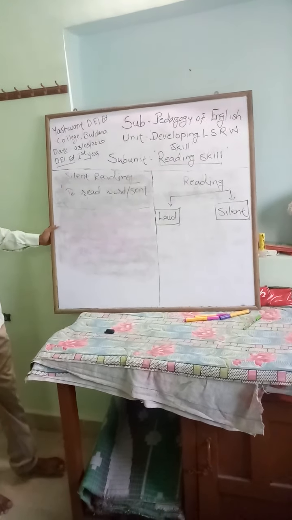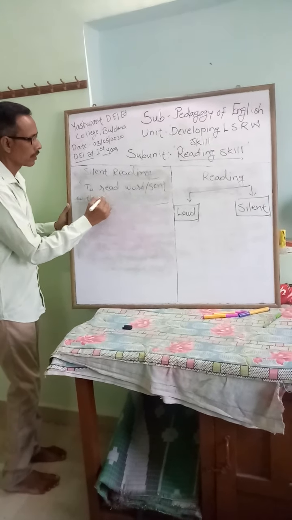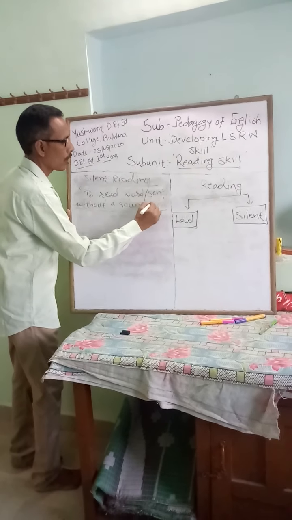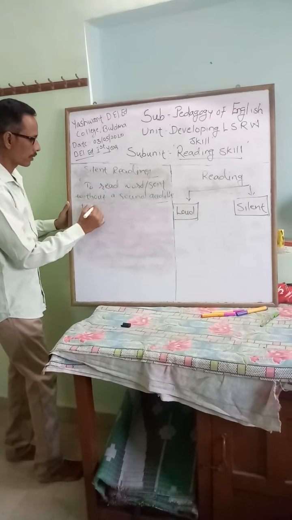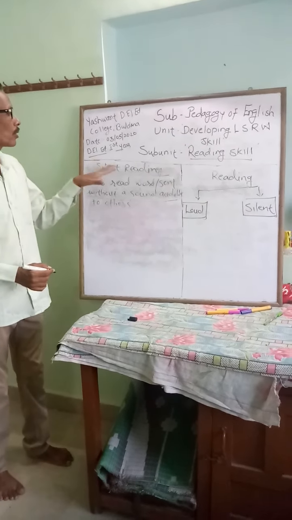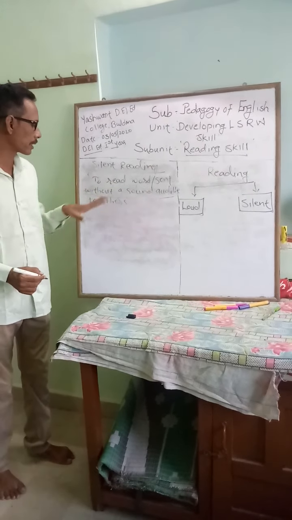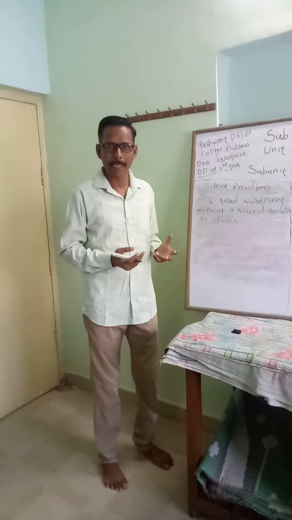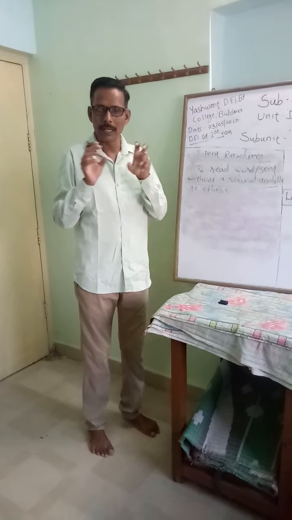without a sound audible to others. This is called silent reading. To read a word or sentence without a sound audible to others. Means whenever you are reading, at that time don't make a sound of reading that word or sentence.